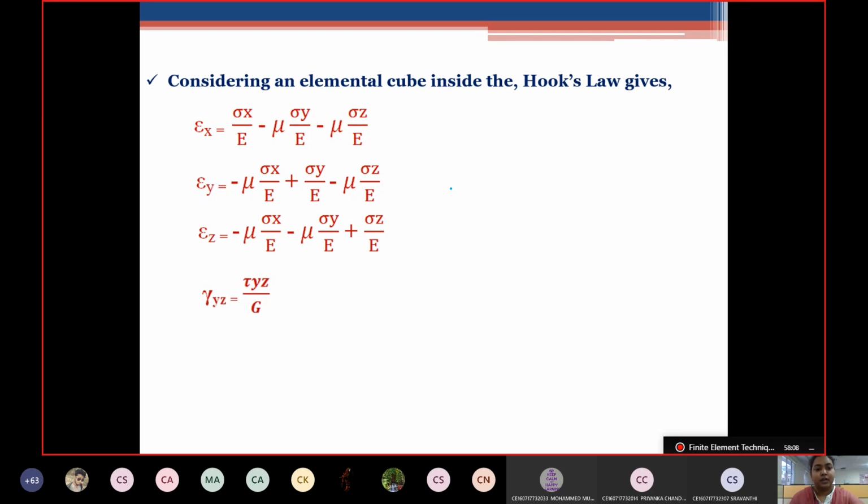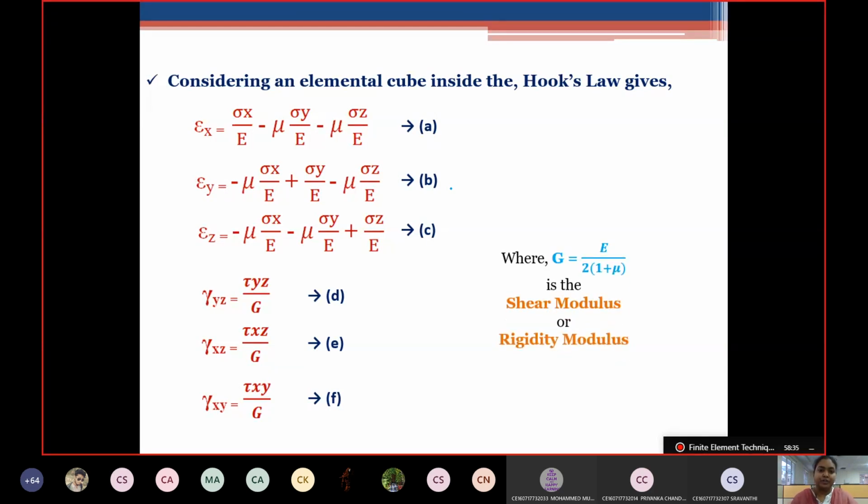All right. See, gamma yz, that is shear strain, in terms of shear stress in yz direction, in xz direction, in xy direction. This we know clearly. Can anybody tell me what is G? Rigidity modulus. Very good. Let us take all these equations and give them numbers like that: equation A, equation B, C, D, E and F, because you're going to solve those equations now. And please note down the relation between rigidity modulus and Young's modulus.